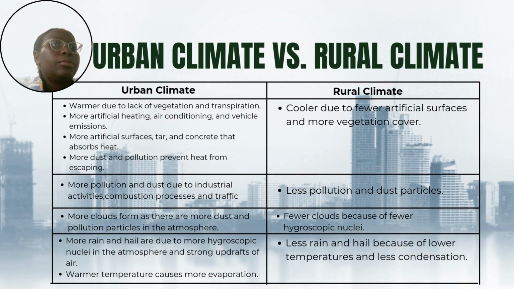Alright, now we'll contrast urban climate versus rural climate. Again, if you haven't watched the previous video, please go watch it. We'll look at 4 things. We'll look at temperature, pollution, cloud cover, and precipitation.